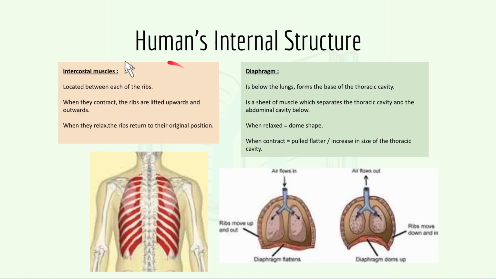So here are the intercostal muscles, located between each of the ribs. When they contract, the ribs are lifted upwards and outwards, and when they relax, the ribs return to their original position. So here's the diaphragm, which is quite important to note when you breathe in and when you breathe out. So as you can see here.